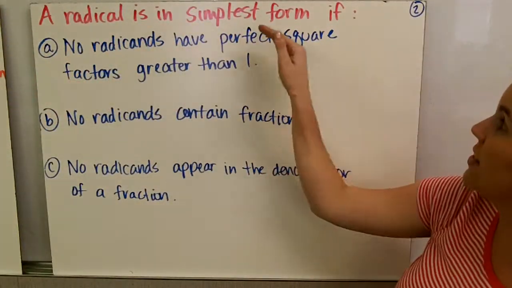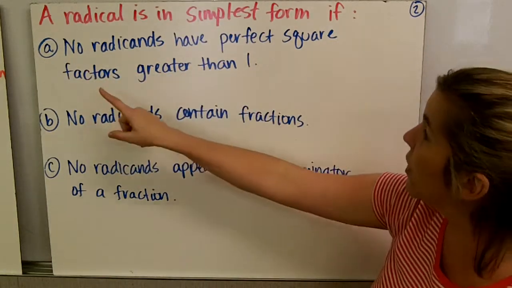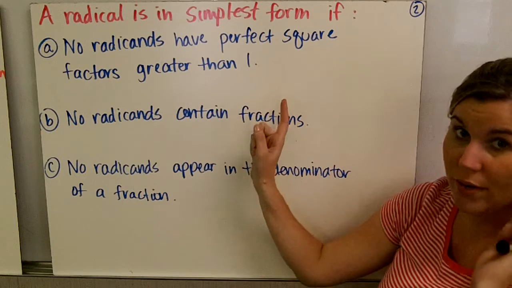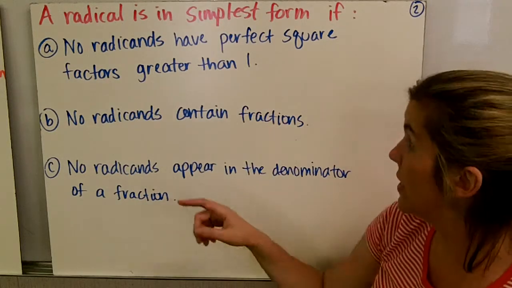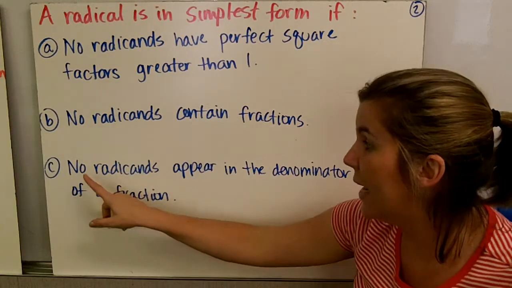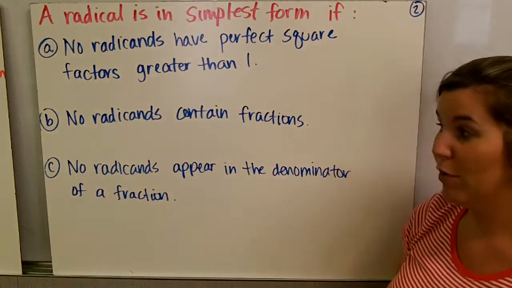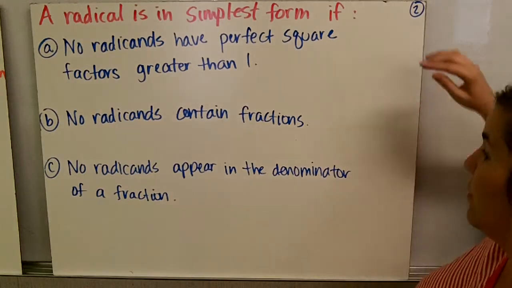A radical is in simplest form if no radicands have a perfect square factor greater than 1. It's also in simplest form if no radicands contain fractions and no radicands appear in the denominator, so the bottom of a fraction. No radicals in the bottom of a fraction.